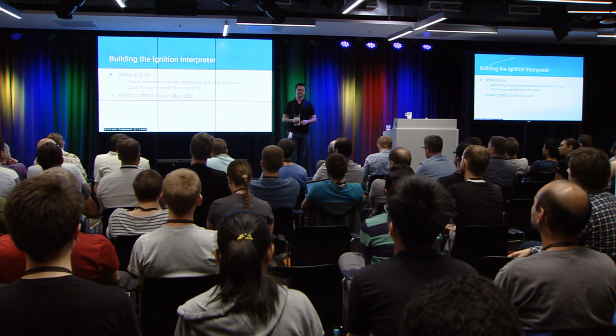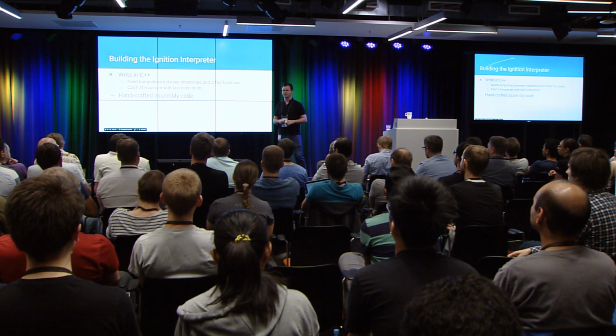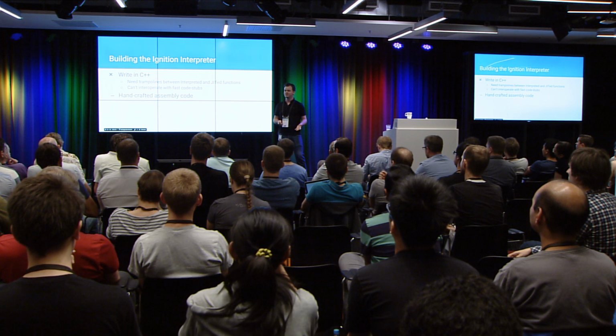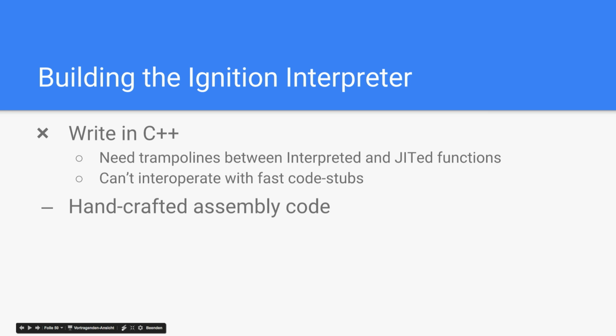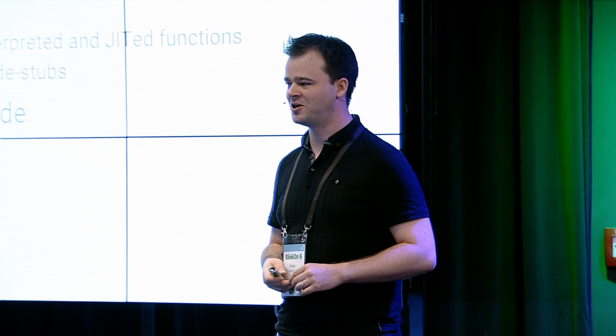OK, don't write it in C++. Hand code it in assembly. This is actually effectively the default option in V8. There is a lot of hand-coded assembly in V8. I had a quick look. There's about 35,000 lines of hand-coded assembly for each architecture.